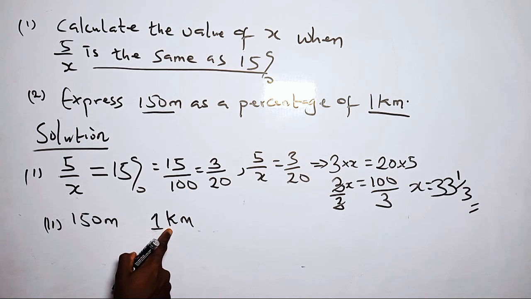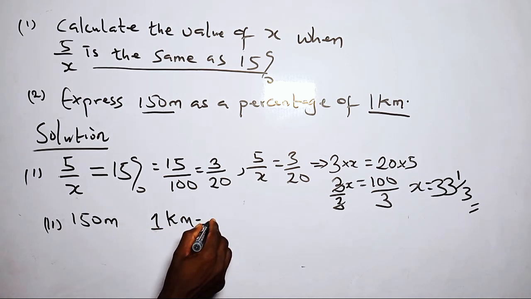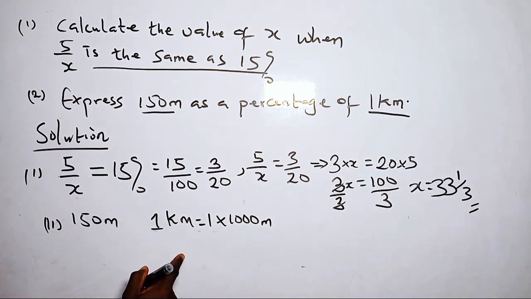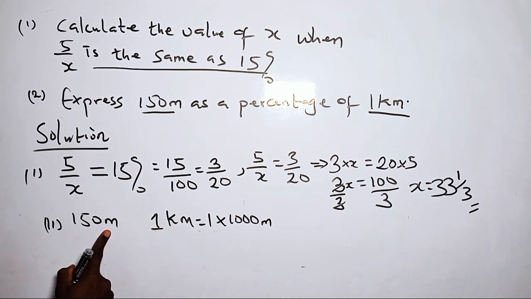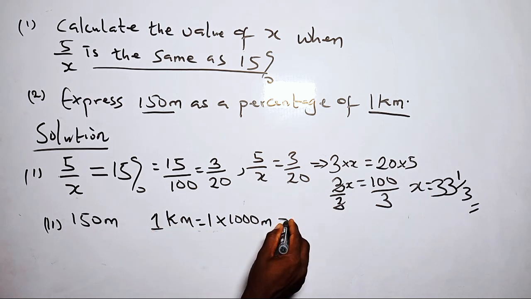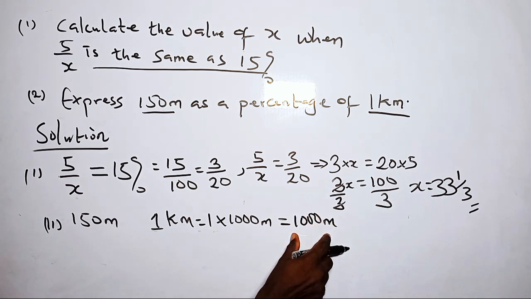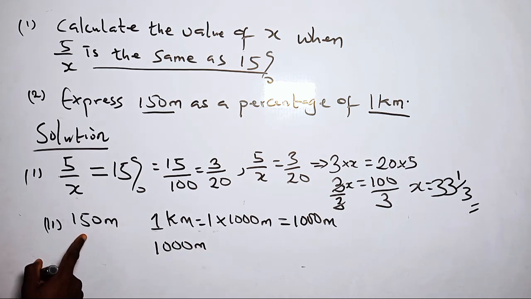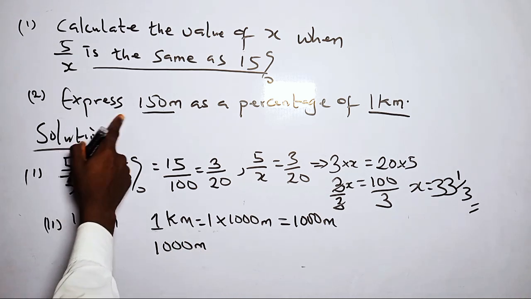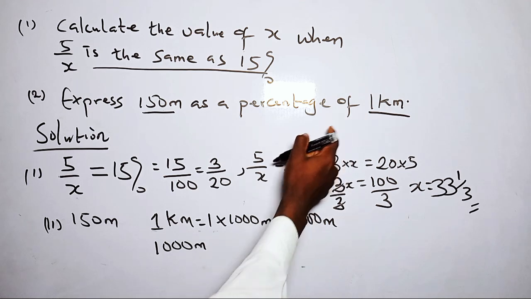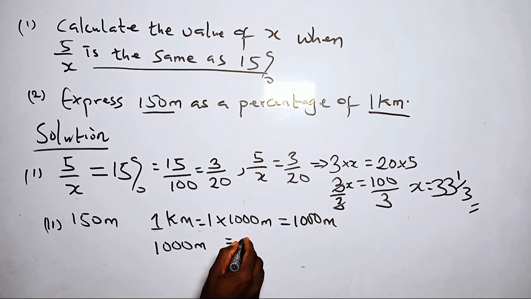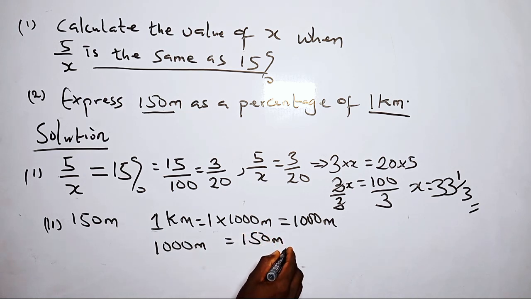For 1 kilometer, to convert this, we multiply it by 1000. Why are we multiplying by 1000? Because we are taking from kilometer to meter. So 1 times 1000 meter is 1000 meter. So we represent 1 kilometer as 1000 meter. Now let us express this as a percentage of this. You set up a fraction which is 150 meter divided by 1000 meter.